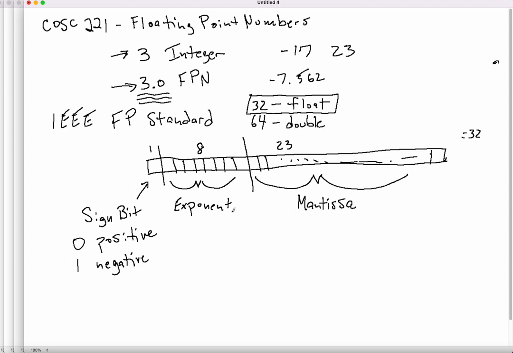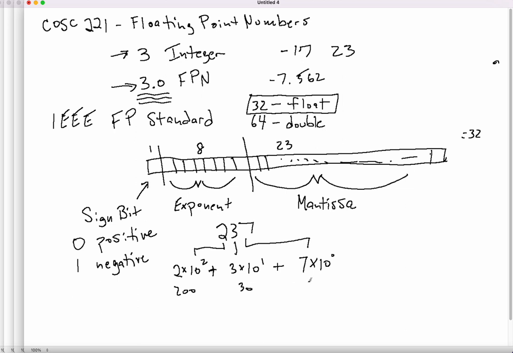I want you to recall, I think it was the first day of class, we wrote something down like this. We wrote 237, and we said we could think of that number as being 7 times 10 to the 0, and this over here was 3 times 10 to the first, and this over here was 2 times 10 squared. And then we just added all of these up. So that would be 200 plus 30 plus 7.